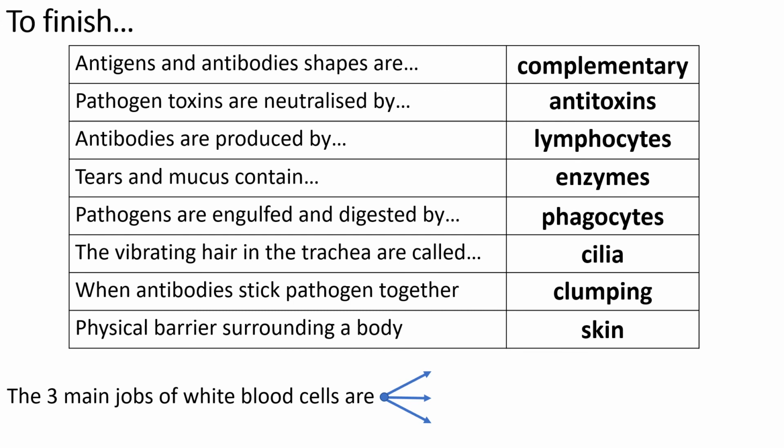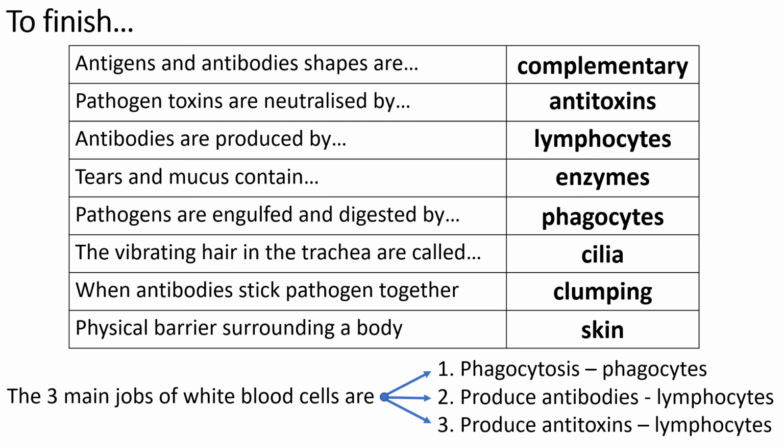If any of those terminologies don't make sense, go back through the presentation, go and find the relevant part and get your explanation. Once you're secure on what they mean, memorize those terms off by heart. And the last thing is the three main jobs of white blood cells. Well, the three main jobs are phagocytosis, which is done by phagocytes, producing antibodies, which is done by lymphocytes, and producing antitoxins, which is also done by lymphocytes.